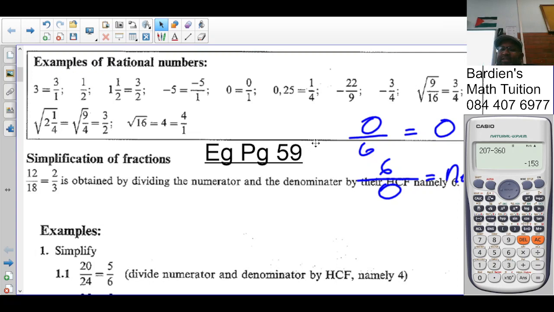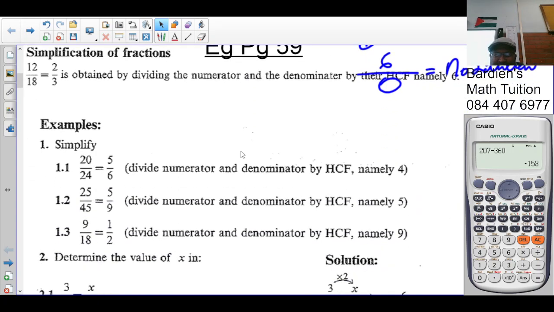Negative 5 can be written as negative 5 over 1. 0 over 1 is 0. 0,25 can be written as 1 over 4. Negative 22 over 9. All of those are rational numbers. The square root of 9 over 16 is 3 over 4, and so on. Okay, you all okay with that, people? Right.